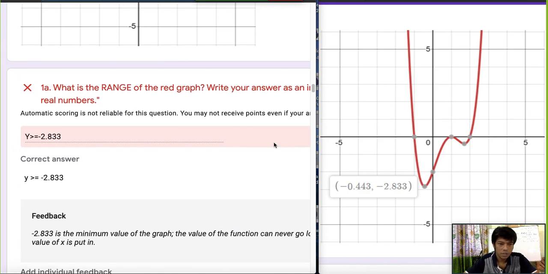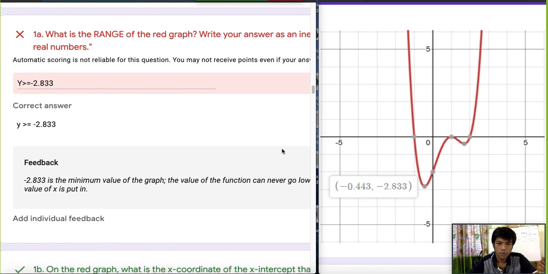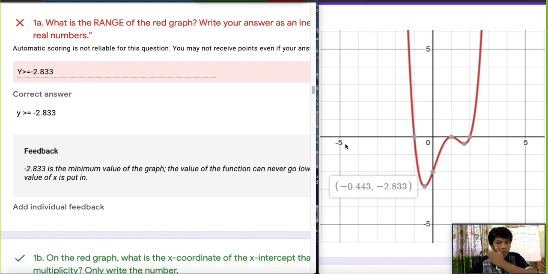The first question is, what is the range of the red graph? This is the red graph. What is the range here? That is the question. And look at this. Our lowest value is what? This value is given here, already mentioned.